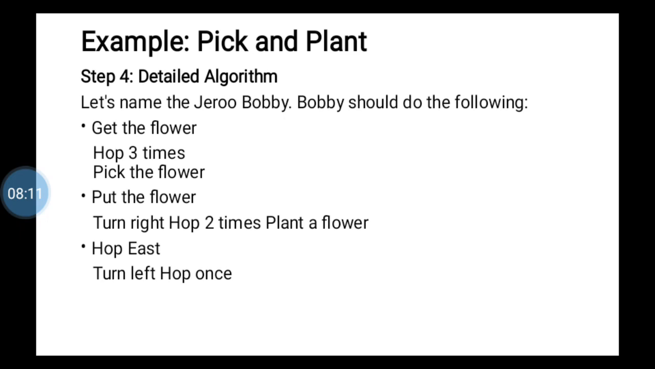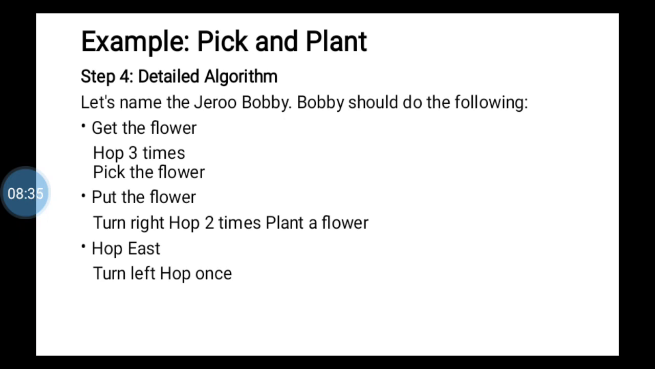Now, detailed algorithm. Don't forget, in the high level algorithm we identified it as get the flower, put the flower, and up east. So how do we get the flower? Jeru must first up 3 times to pick the flower. After upping 3 times, you're going to pick the flower. At that time, we've solved the problem of getting the flower.